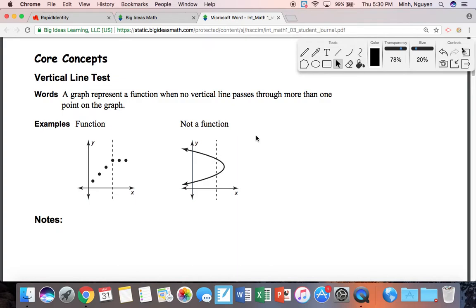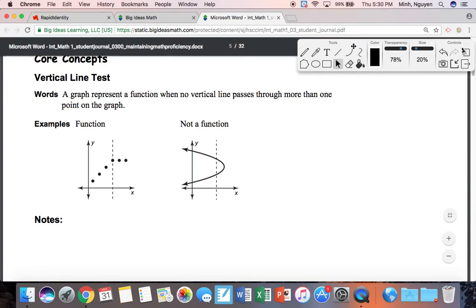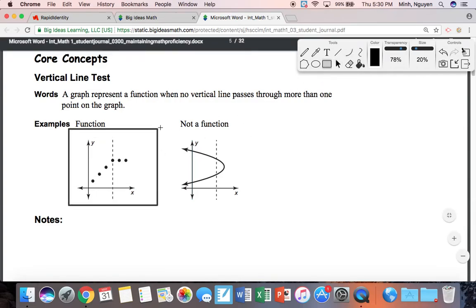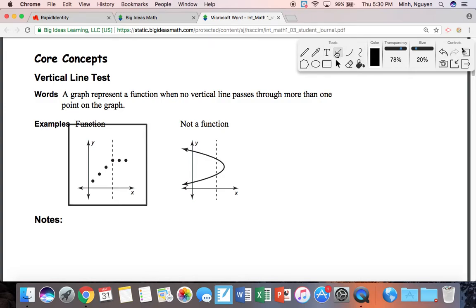Core concepts. The vertical line test. A graph represents a function when no vertical line passes through more than one point on the graph. So on the left, this counts as a function y. If I made a bunch of lines, which I'm about to do, this only passes through one point. This doesn't pass through any points. This only passes through one point. Again, this only passes through one point, and the vertical line test just applies across the board.